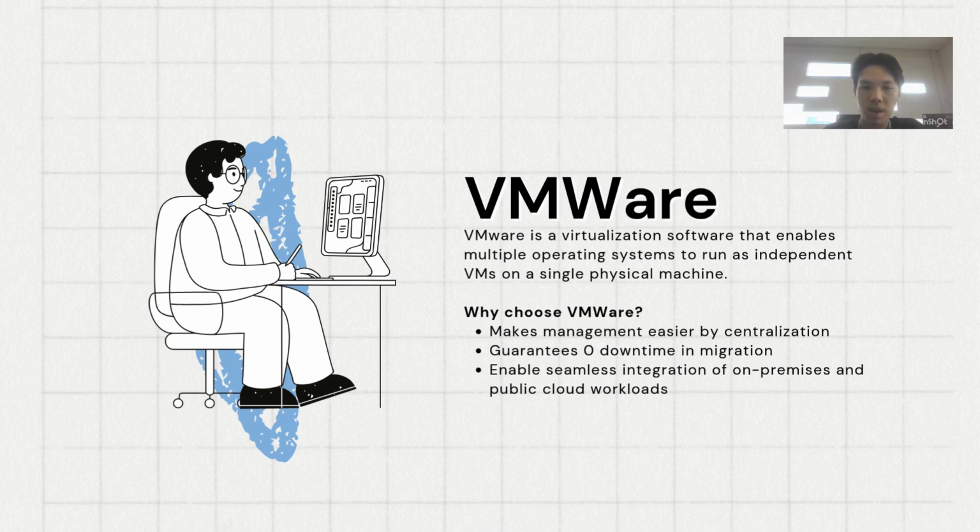Why do we choose VMware? First of all, it makes management easier due to its centralized nature. Then it guarantees zero downtime in migration processes. It also enables seamless integration between on-premises and public cloud workloads. And of course, there are many more reasons.